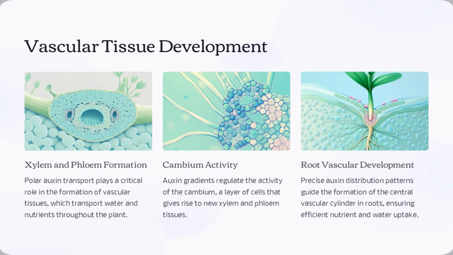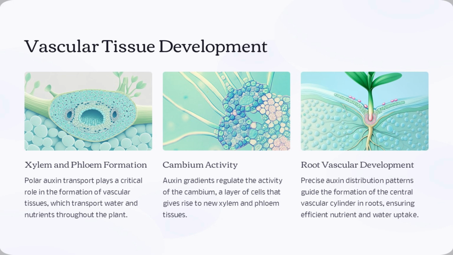Vascular tissues like xylem and phloem are critical for transporting water and nutrients throughout the plant. Polar auxin transport plays a key role in the formation and development of these vascular tissues. The cambium, a layer of cells, gives rise to new xylem and phloem tissues, and its activity is regulated by auxin gradients. In plant roots, precise auxin distribution patterns guide the formation of the central vascular cylinder, ensuring efficient nutrient and water uptake.